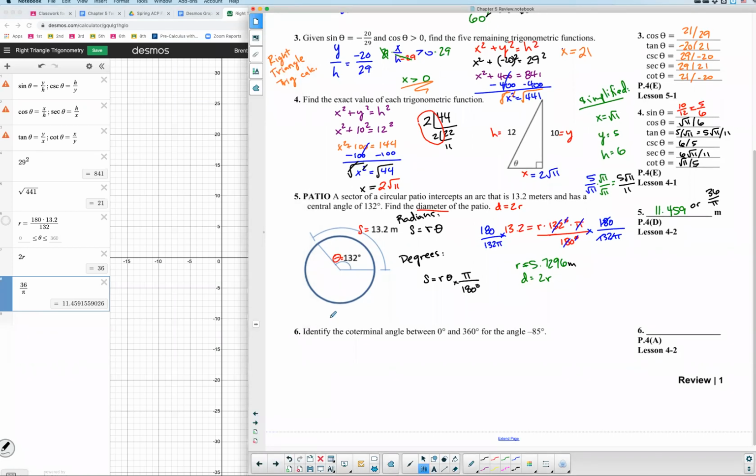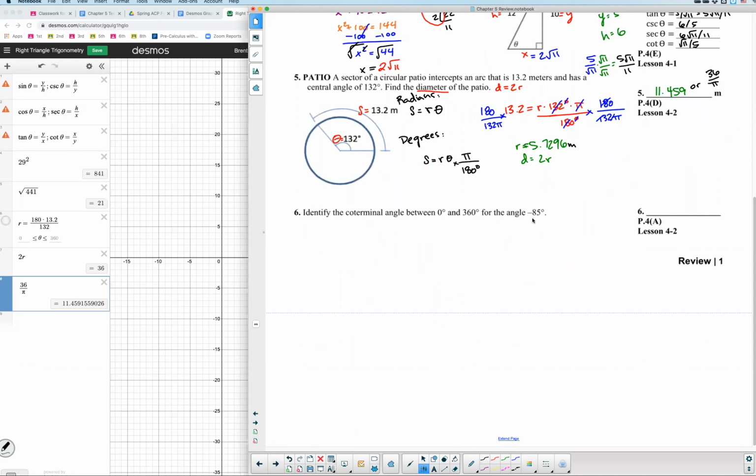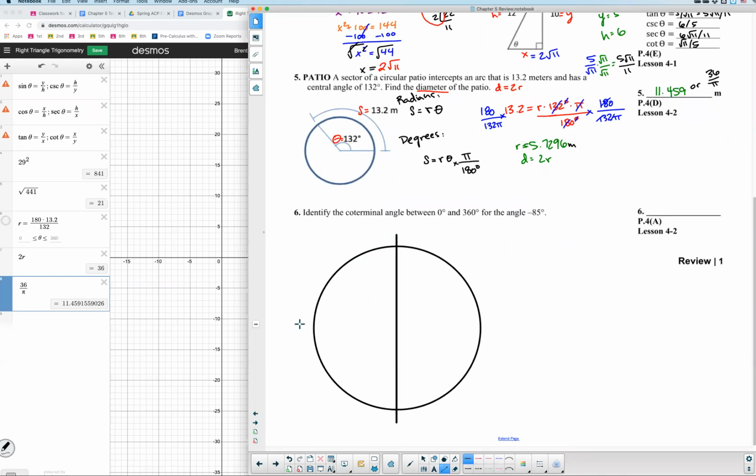Let's jump on now to number 6. It says identify the coterminal angle between 0 and 360 for angle negative 85 degrees. I'm going to draw a little unit circle, well, I'll just put a circle on the line, call it a unit circle. And just remind you that when you find degrees, you start from the positive x-axis. That's where our standard position is. And so this would be the initial side, which would be located at 0 degrees, which we also know is 360, 0 and 360. The terminal side is at negative 85.